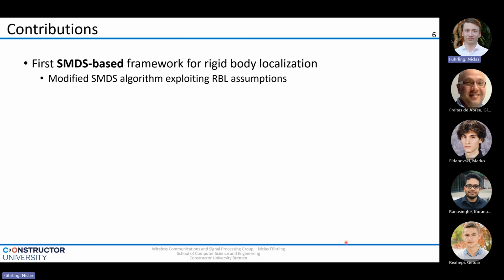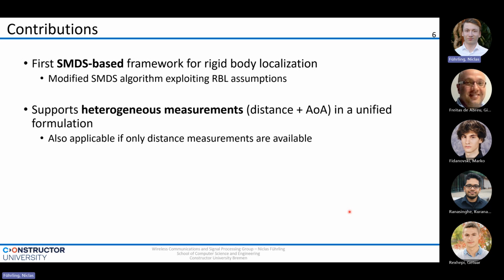The contribution of the paper was first, of course, that we introduced this SMDS-based framework for rigid body localization. For everybody who doesn't know what SMDS-based means, I think there's a video where we talked about MDS-based localization, which stands for multidimensional scaling. And SMDS stands for super multidimensional scaling, which was invented by Professor Abreu and his students a few years back. So this is what we based this approach on. And of course, as I just said, we want to use heterogeneous measurements, so distance and AOA.